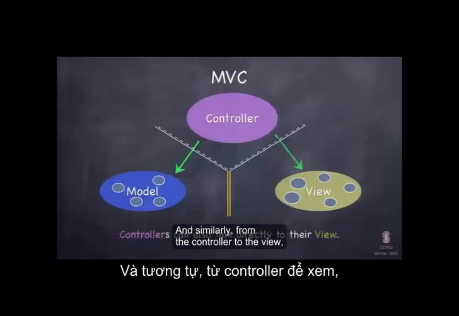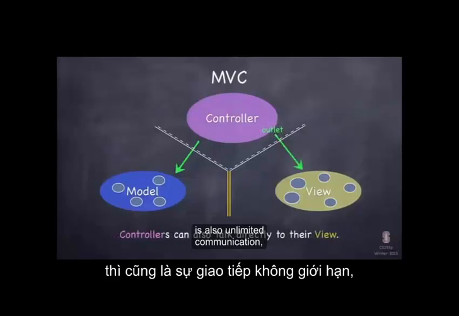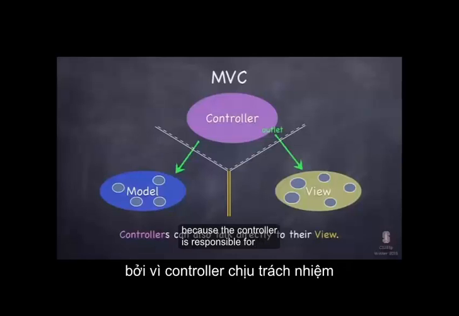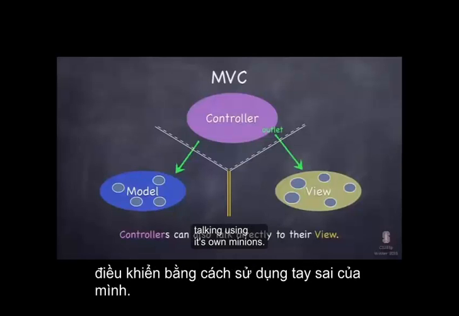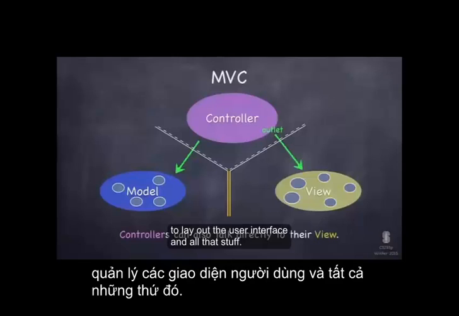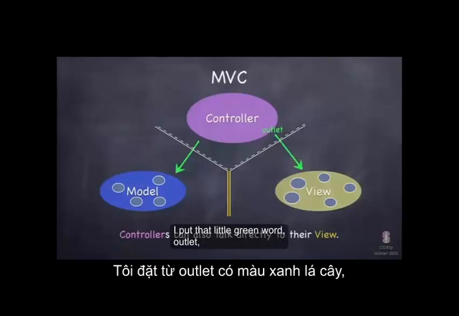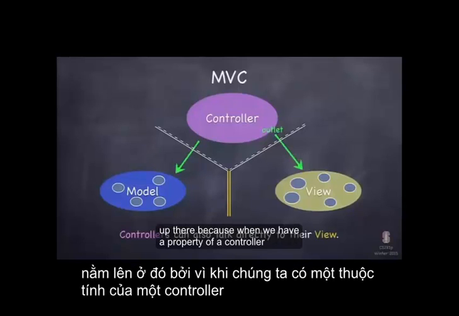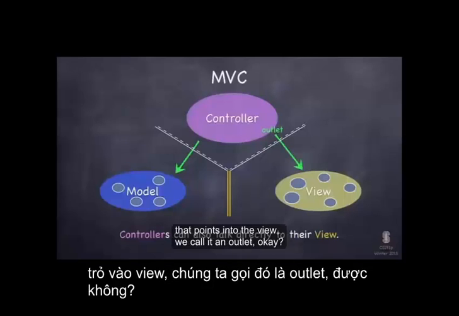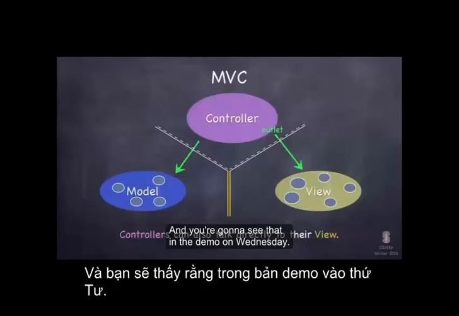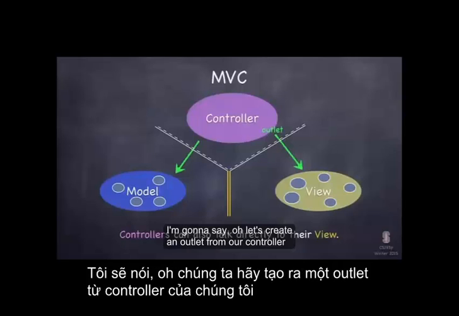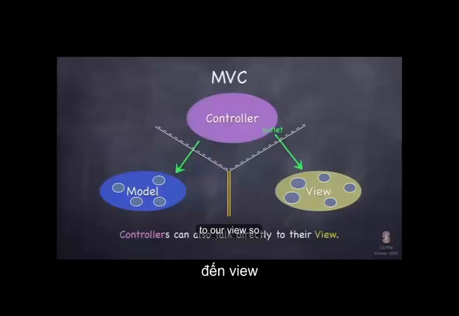And similarly, from the controller to the view is also unlimited communication, because the controller is responsible for using its own minions. The view is the controller's minions to lay out the user interface and all that stuff. So the controller can do anything it wants. I've put that little green word outlet up there because when we have a property of a controller that points into the view, we call it an outlet. And you're going to see that in the demo on Wednesday. I'm going to say, oh, let's create an outlet from our controller to our view so our controller can talk to its view. All right?